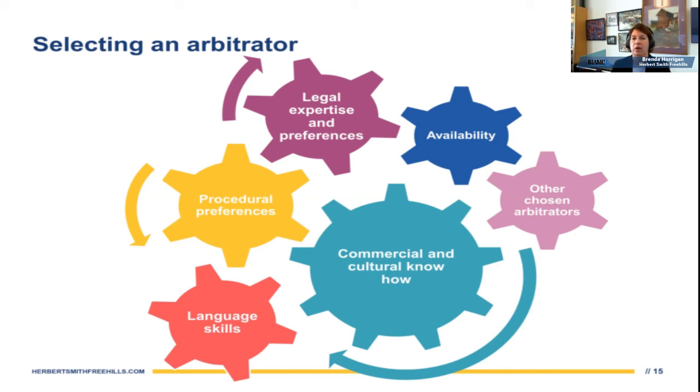So when you're looking at these questions, it's really best in your arbitration agreement to keep them as broad as possible. And then when you're selecting the arbitrator, you can look at things like commercial and cultural know-how, language skills, procedural preferences, legal expertise, availability, and the compatibility of the person you're considering with the other arbitrators that have been chosen by the other parties.